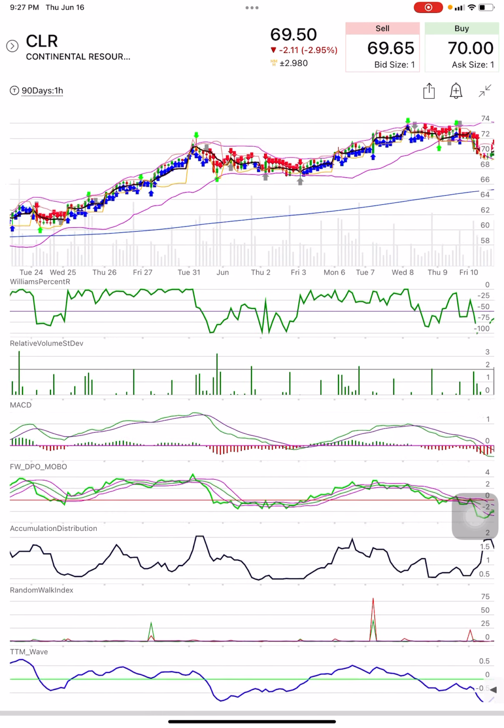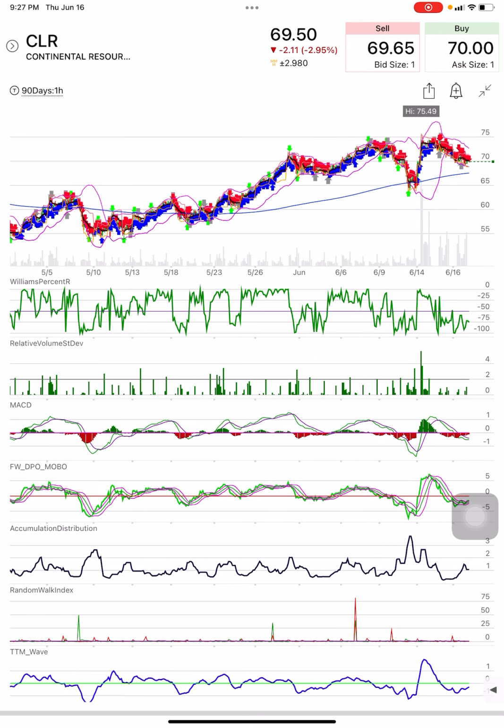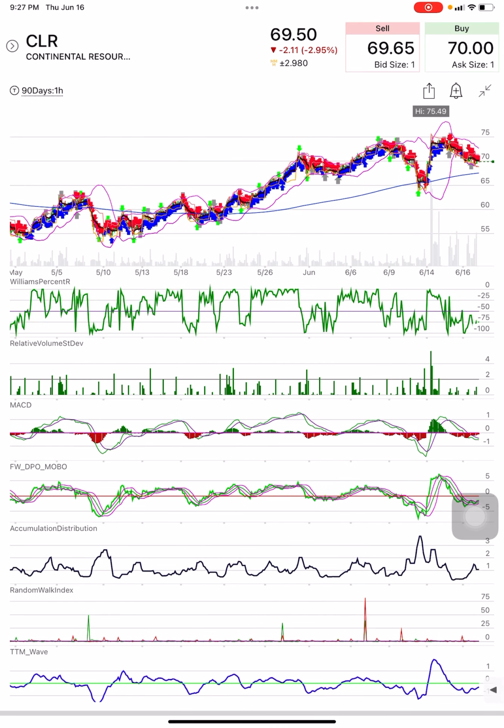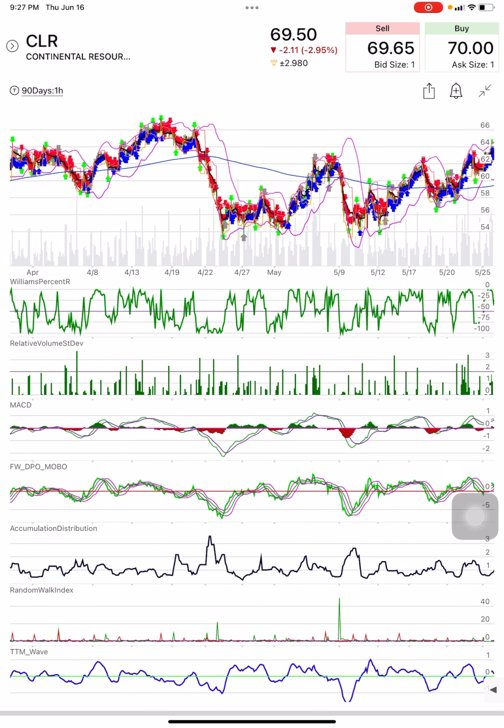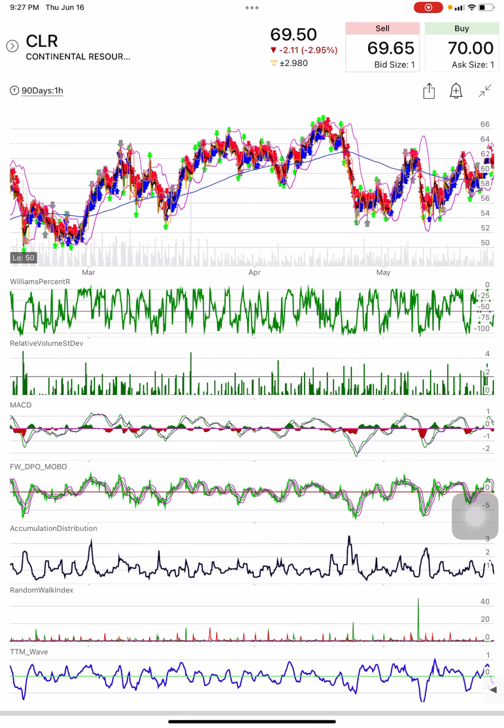So let's start with Continental Resources, because they're in the news a lot. They're one of my favorites. They're looking to be bought out, and I'm sure someone's going to buy them. They've been on a hot tear also because they're oil.